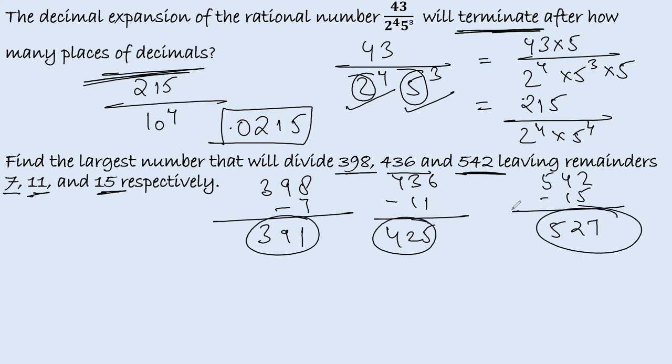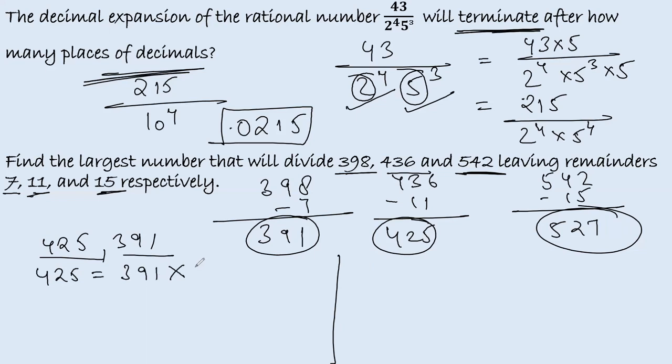Now we can easily find the HCF of 3 numbers. Whenever we have 3 numbers, how will we find the HCF? We will take the first 2 numbers, 425 and 391. We have to use Euclid's Division Lemma: dividend is equal to divisor into quotient plus remainder. The bigger number is the dividend, the smaller number is the divisor. When I divide 425 by 391, I multiply by 1 and the remainder is 34. I think it's very clear.